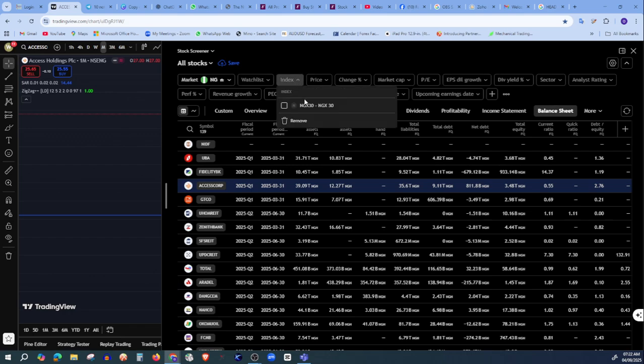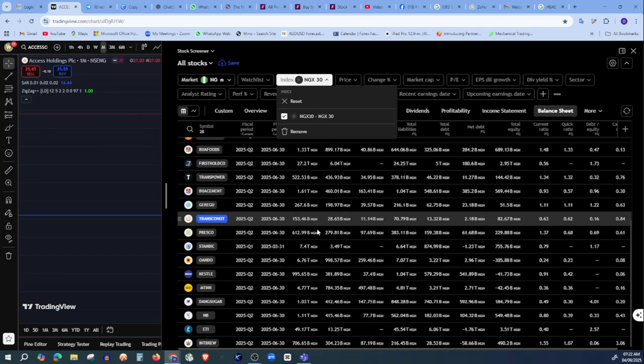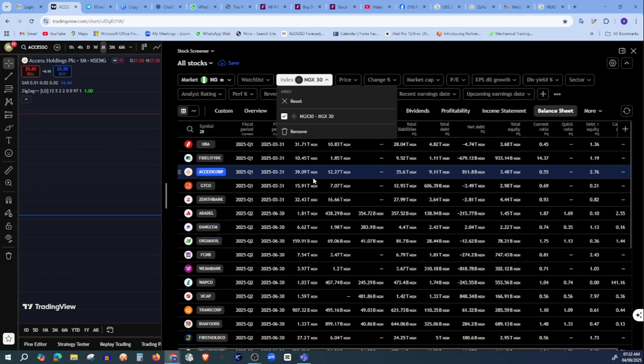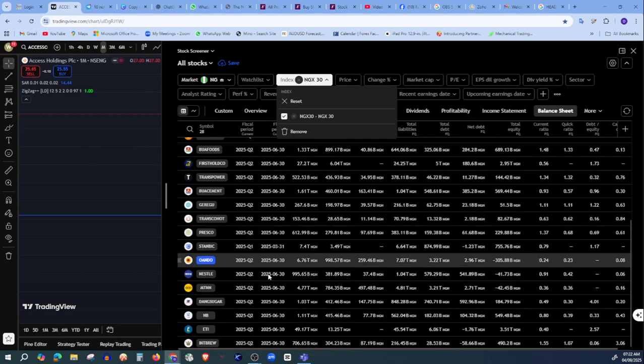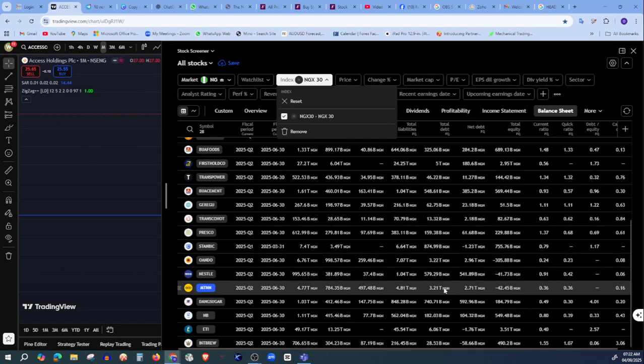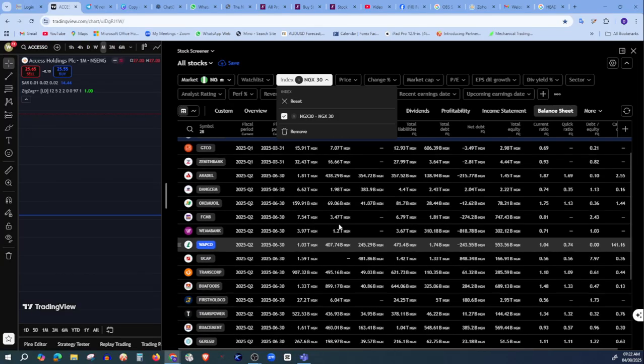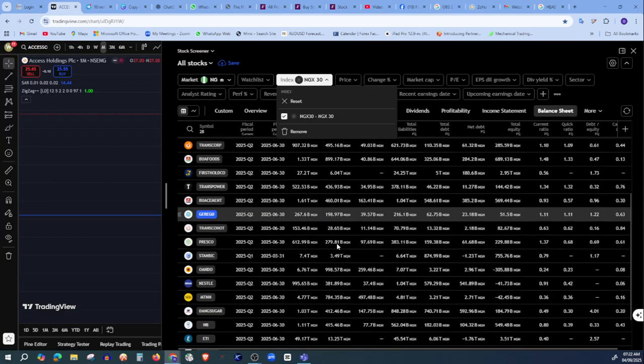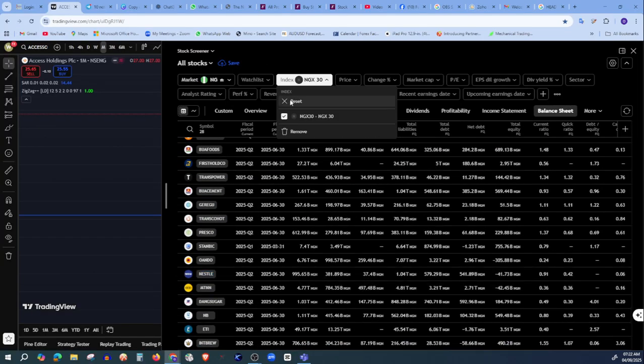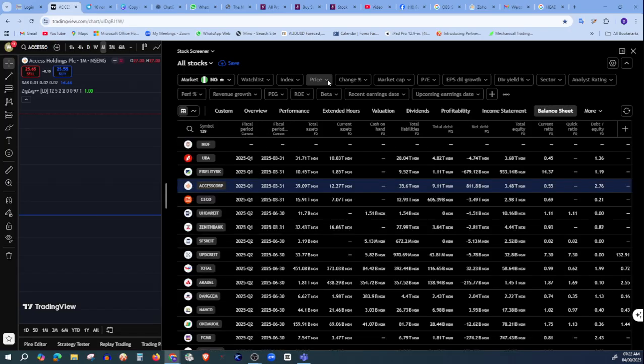I have index, can check NGX 30. This is just NGX 30 stock. These are the most capitalized stock on the NGX. So if you are looking at trading high volume, you want to pay more attention to these stocks. Then I can cancel it to reset it back.